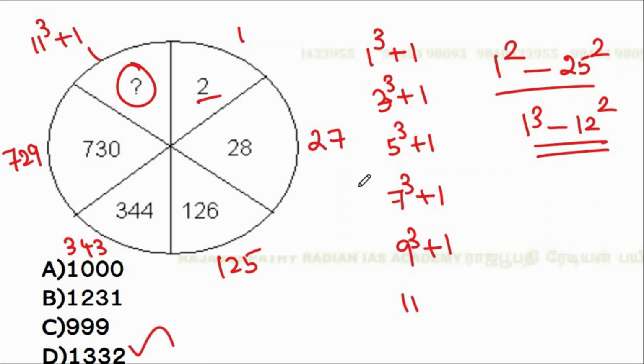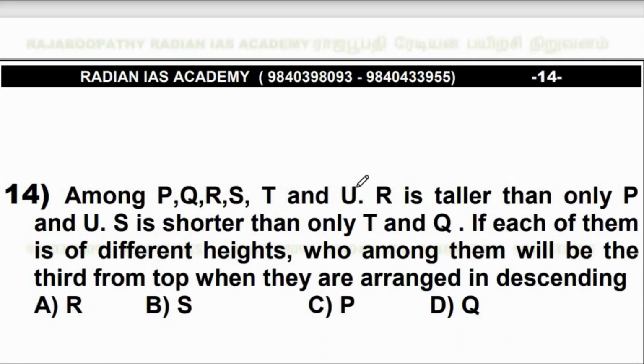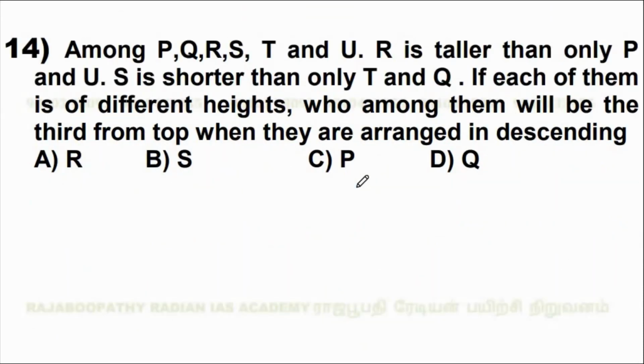Understood? Next question, 14th question. Among P, Q, R, S, T and U, R is taller than only P and U. S is shorter than only T and Q. If each of them has a different height, understand? Each of them different heights means none of them are equal heights. All different heights, these 6 persons.